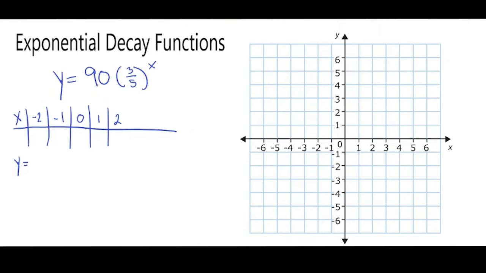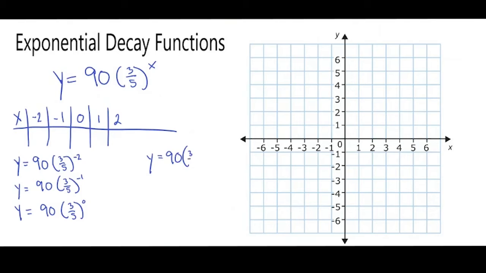So I'll rewrite this as y equals 90 times 3/5 raised to the -2. Y equals 90 times 3/5 raised to the -1. Y equals 90 times 3/5 raised to the 0. Y equals 90 times 3/5 raised to the first, and y equals 90 times 3/5 to the second.